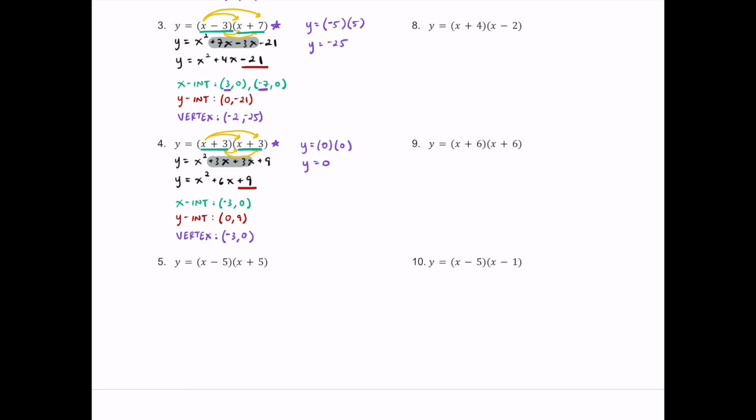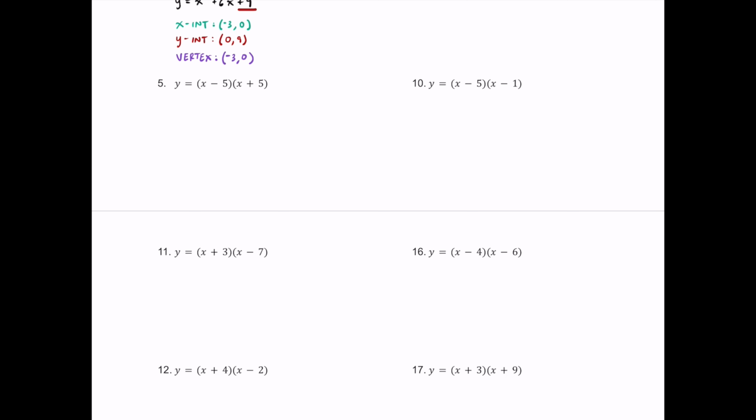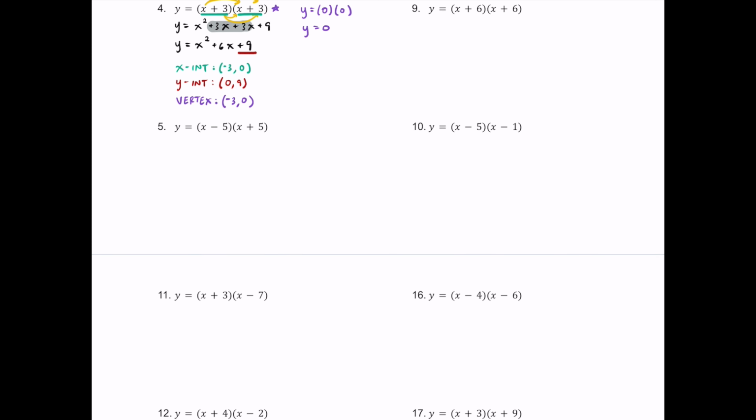All right, let's check out number 5 here. Oops, I can scroll up just a little bit more. For number 5, this one's actually kind of interesting too to take a look at. You'll get used to these patterns as you see them more and more, but x times x is going to be x squared, and then x times 5 is going to be 5x, so we're going to have x squared plus 5x.